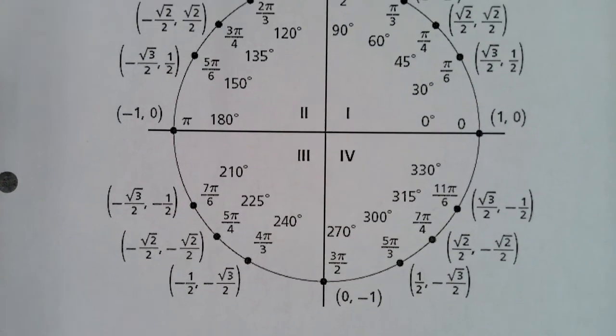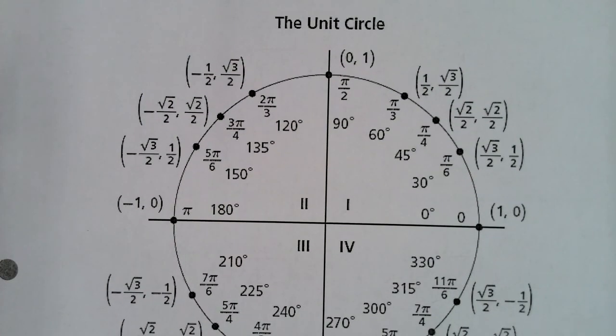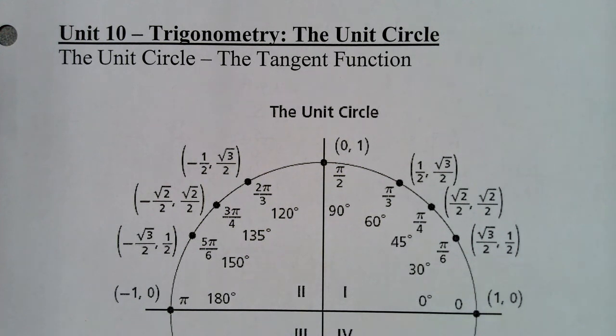Just be careful. Sometimes when you simplify, you may have to rationalize, as we did in one of the examples today. Okay, well, that's the end of that lesson. It was called the unit circle, the tangent function.